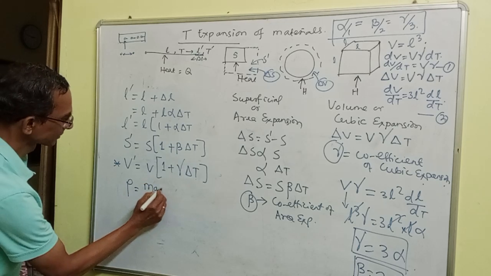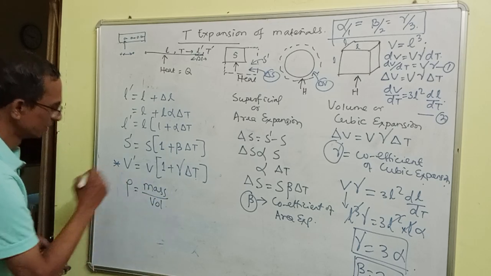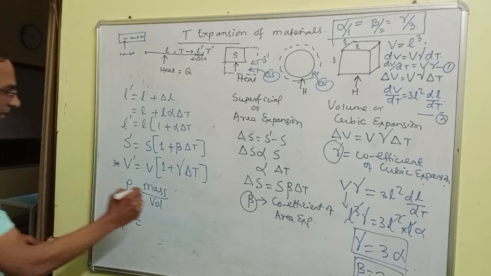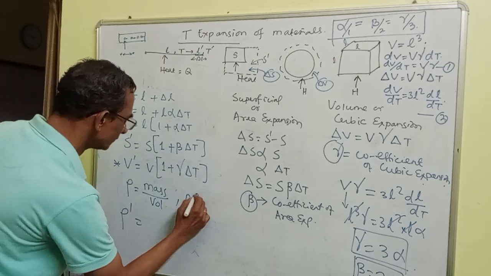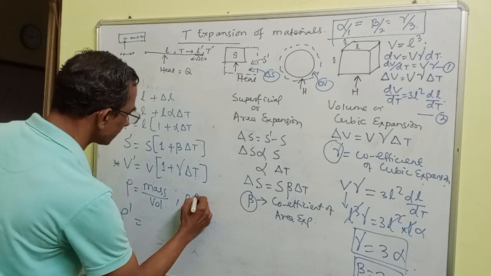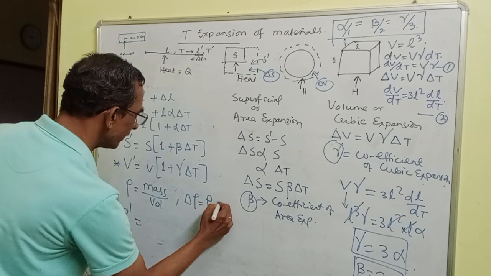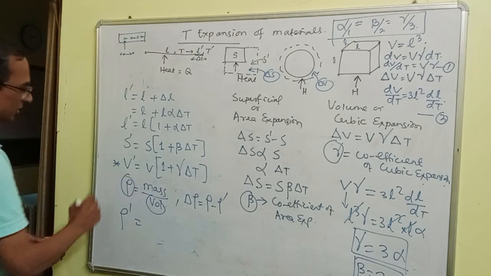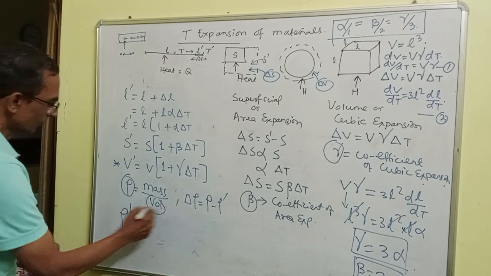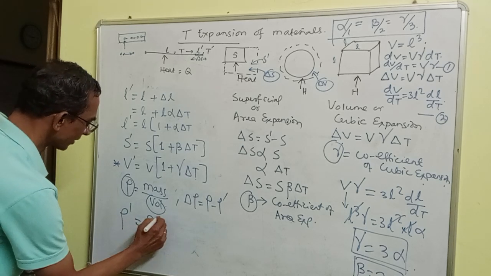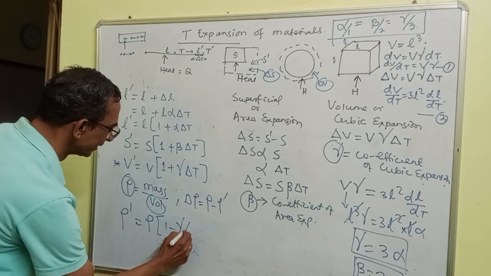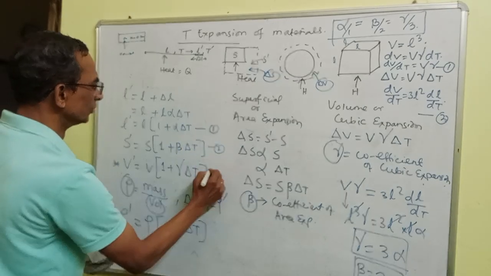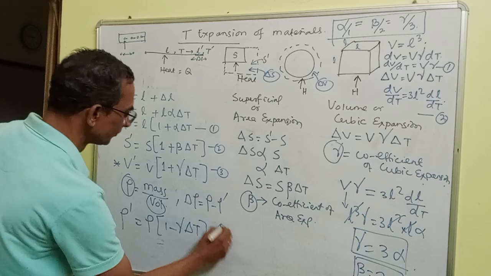Once there is an increase in volume, density is mass per volume. Hence, the change in density is delta rho, that is rho minus the final density. Here, once volume increases, density will decrease. That means rho dash will be less than rho, hence rho times (1 minus gamma delta T). We got four equations, 1, 2, 3, and 4.